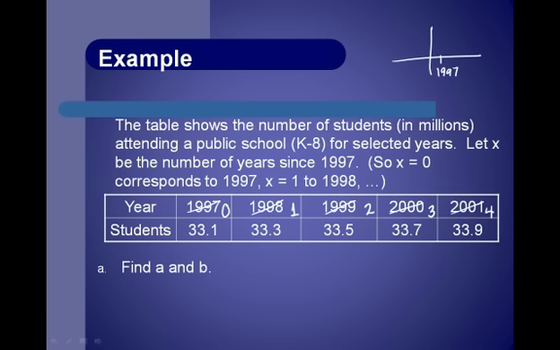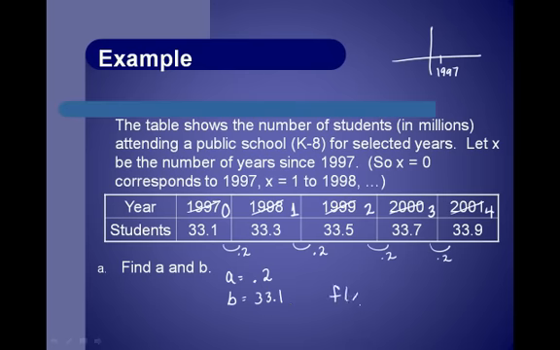So a is your slope. The first thing we're going to find out is what was the increase, or the rate of change, every year. Well, the years increased by 1 every year. The number of students increased by 0.2, then 0.2, then 0.2 again. So our rate of change every year, our slope, is going to be 0.2. Our y-intercept is the value when x is 0. So in this case, it's going to be 33.1.